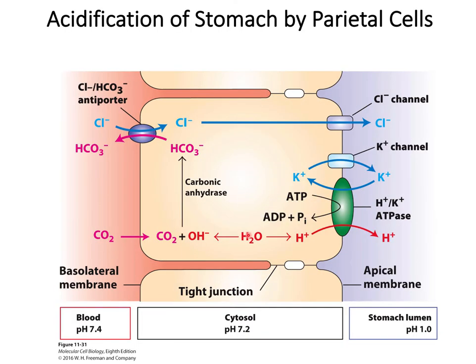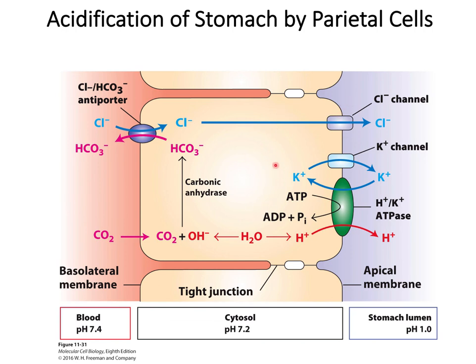So here is another example: acidification of the stomach lumen by the parietal cells in the gastric lining, which happens after food intake to kill the pathogens and to make the food acidic, so that stomach enzymes like pepsin can function, as they require this acidic pH. The parietal cells acidify the stomach with hydrochloric acid while maintaining a neutral cytosolic pH.